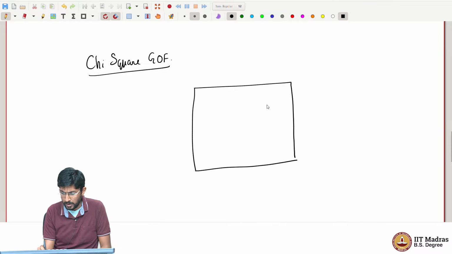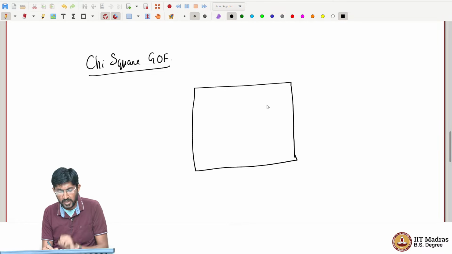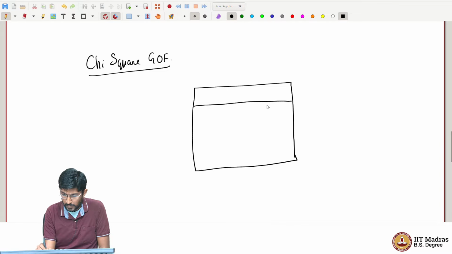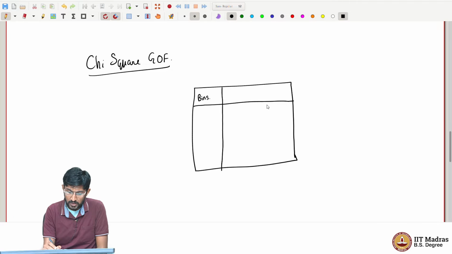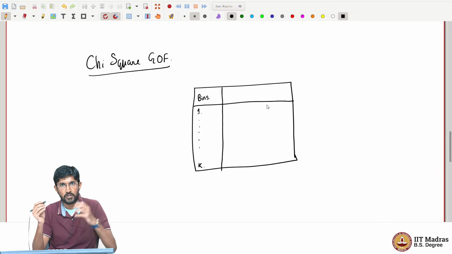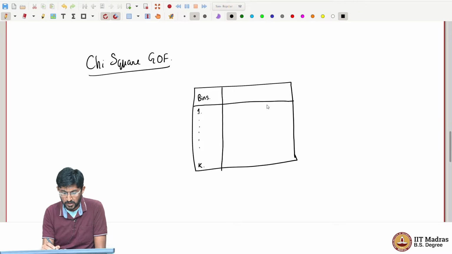So the frequency table is going to consist of 3 columns. The first one is going to be the bins, right? So these are going to be the ranges over which we are going to be capturing the values. So those are the bins. So let's say we have bins 1 up to k. So we have k different bins, and for each of these bins we need something known as the observed frequency. Observed frequency, let's call this O1 up to Ok.